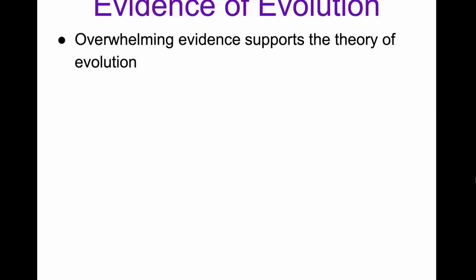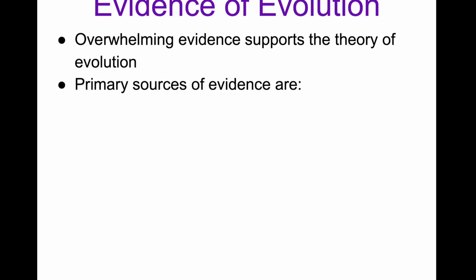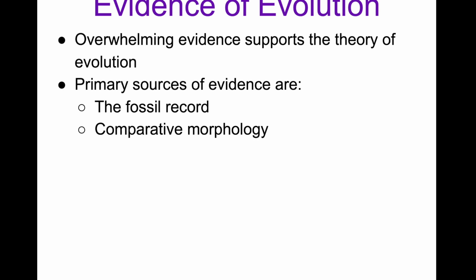So, evidence of evolution. There is overwhelming evidence that supports the theory of evolution. There are some primary sources, there's 3 of them. The first is fossil records. So we can look at fossil records, we can carbon date them, we can compare them. There's a ton of them. Comparative morphology is another one, comparing the morphological structure of different species, and biogeography is a third.